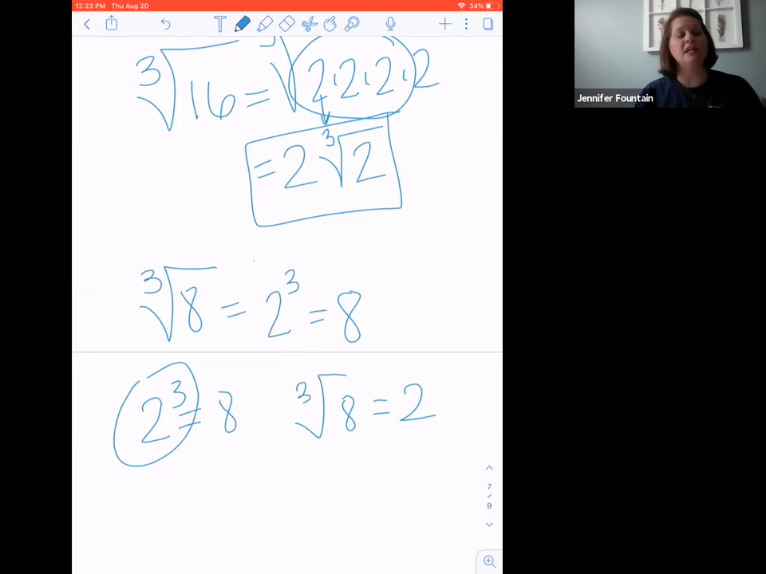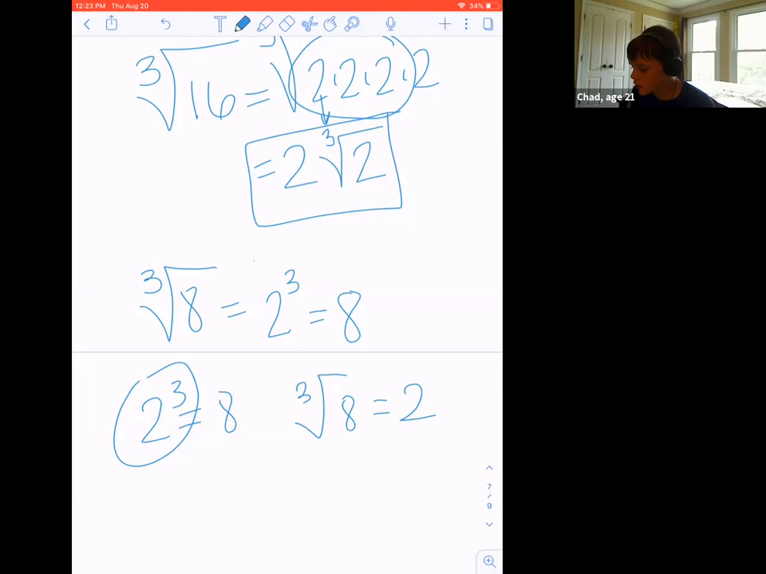Okay, but when we deal with an index of 3, it's different than dealing with an index of 2. When we do square roots, we're doing numbers that have an exponent of 2. When we're doing cube roots, we're looking at numbers that have exponents of 3.